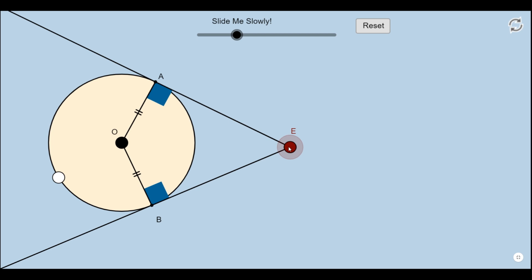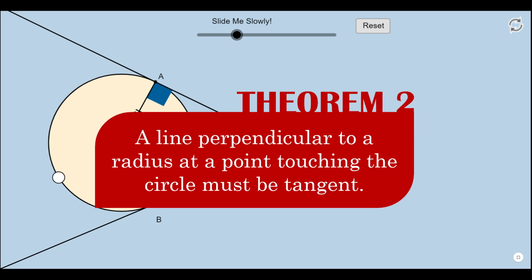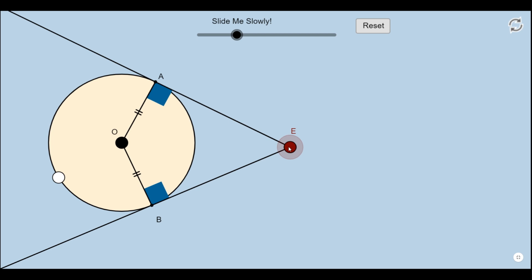Theorem number 2 is the converse of theorem number 1. A line perpendicular to a radius at the point touching the circle must be tangent. We will be discussing the formal proofs of these theorems on one of our synchronous classes. So basically those are the first two properties of tangents. Let's continue sliding it.